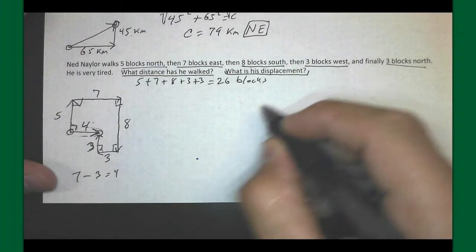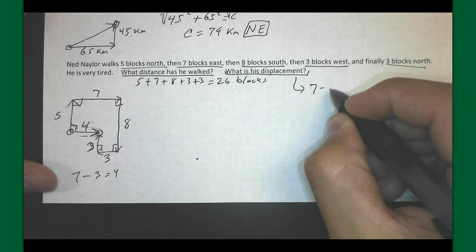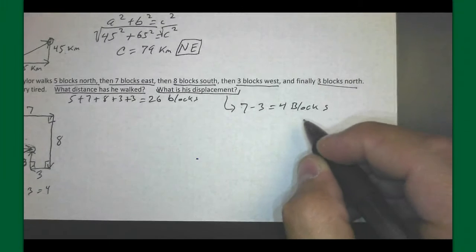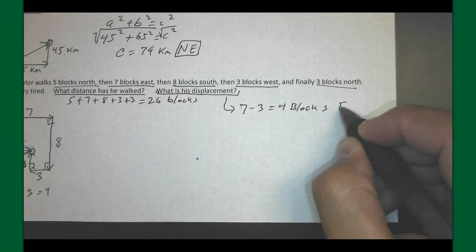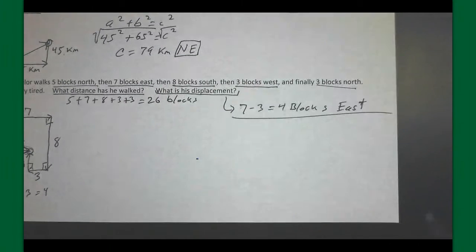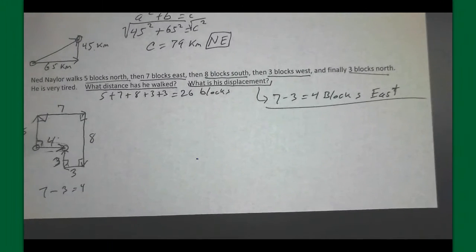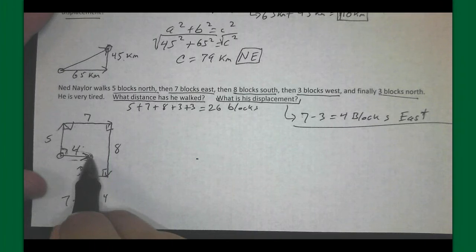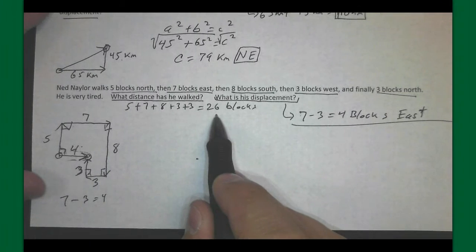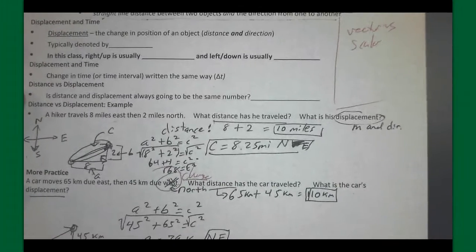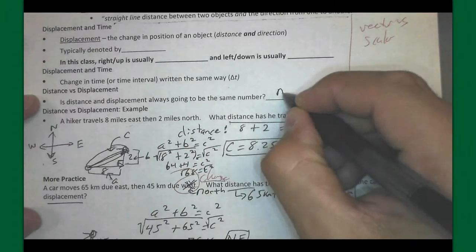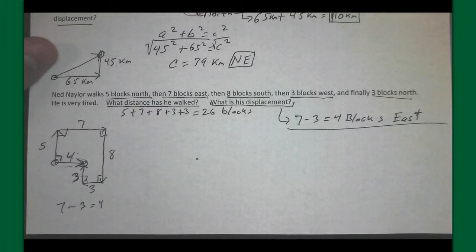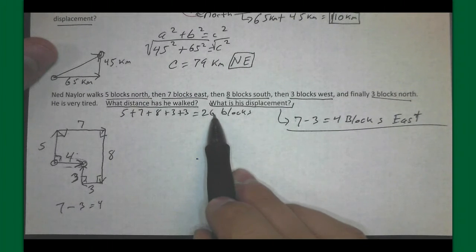So I know from that calculation that my displacement, I might go ahead and as my work, I might say 7 minus 3 equals 4 blocks. And displacement takes into account direction, 4 blocks east. 4 blocks east. Notice also, we went through this long path to get to here. Displacement is much less than the distance. Okay, so the answer to this question a long time ago, are distance and displacement always going to be the same? The answer is no, because if we've gone different directions, most of the time it's going to be different. This displacement is much less than this distance.